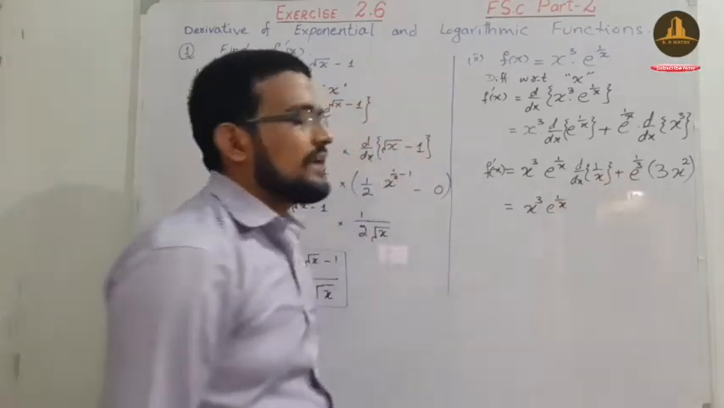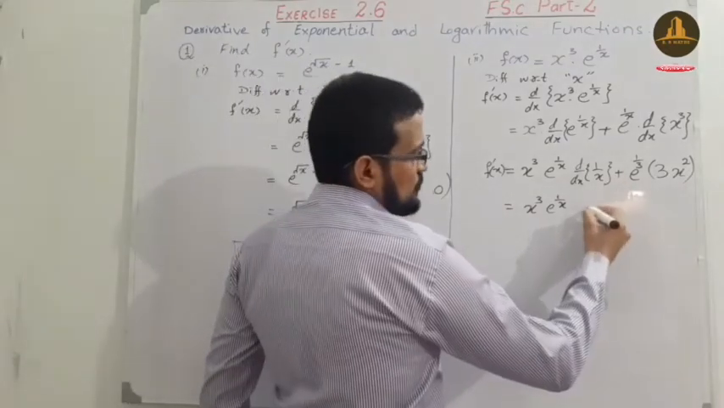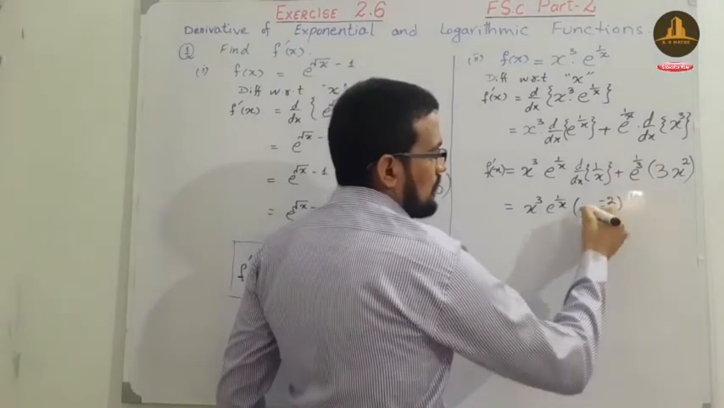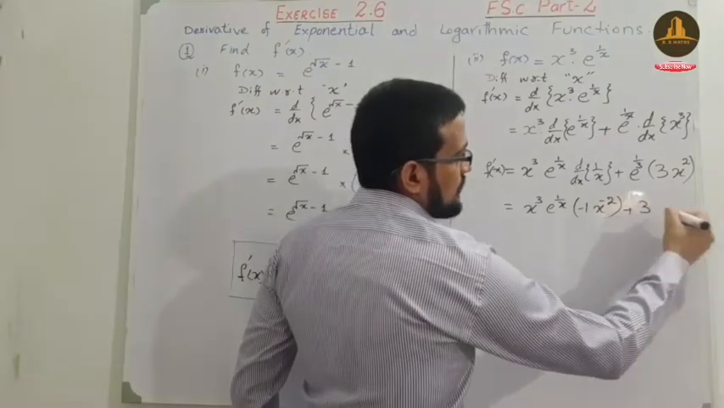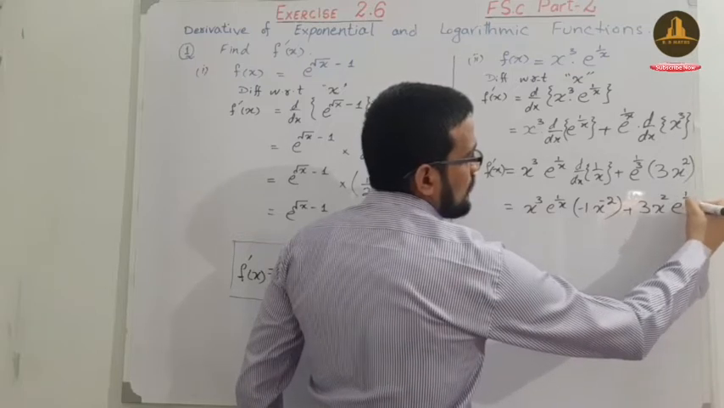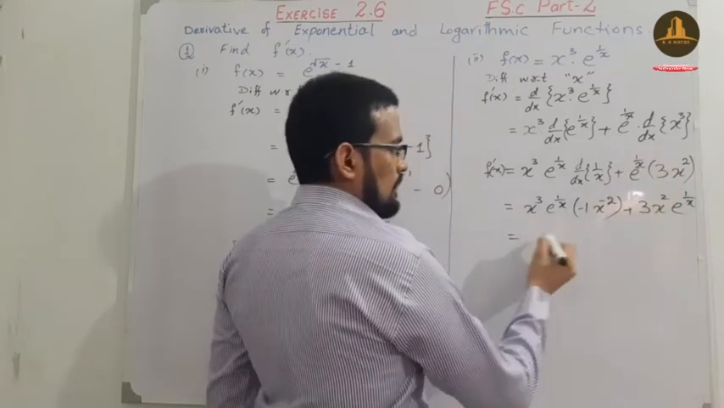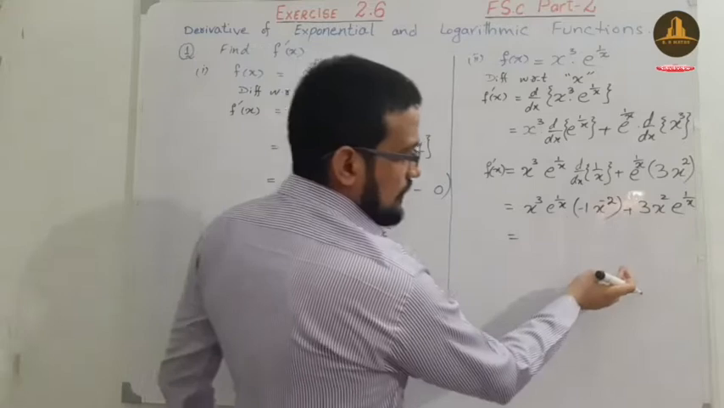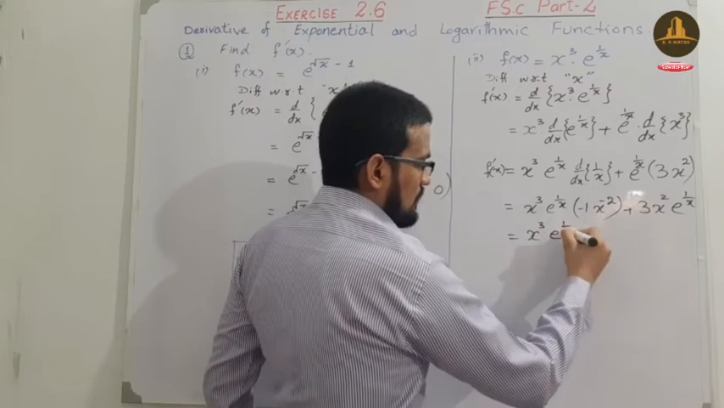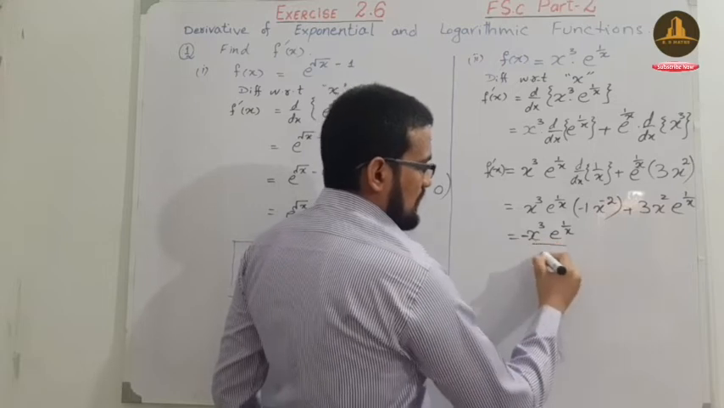Here 1 over x, the derivative of 1 over x means, students, x raised to power minus 1, and x raised to power minus 1 means the derivative is minus 1 times x raised to power minus 2, and here x square becomes the denominator, minus 1 becomes the numerator.